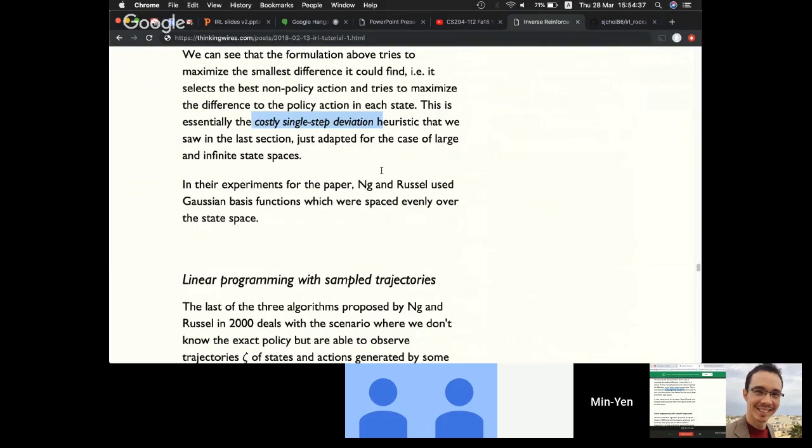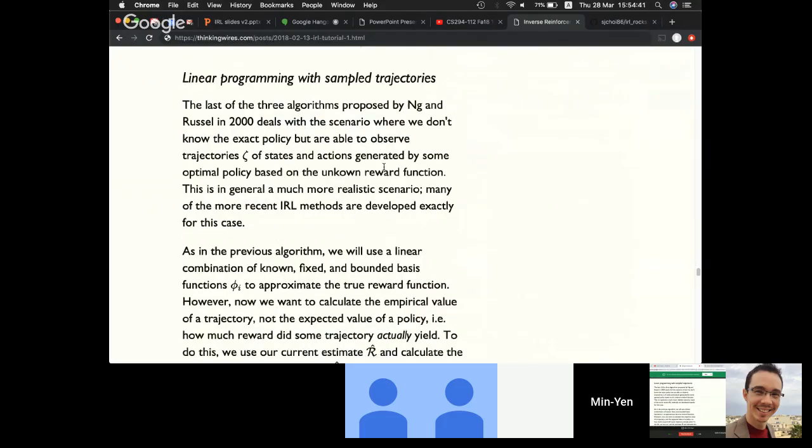So I think that's a good point to get to the last part, which is when we have sample trajectories. Now we don't have any generator. We don't have a policy to generate our trajectory. This is just given some observations of behaviors by an agent. We don't have a way of creating them. So now we want to go ahead and actually do something about that.